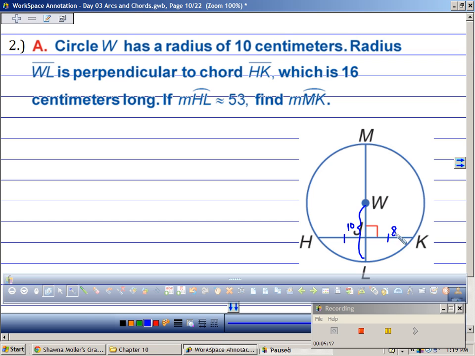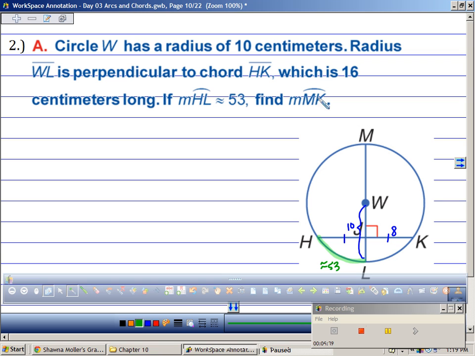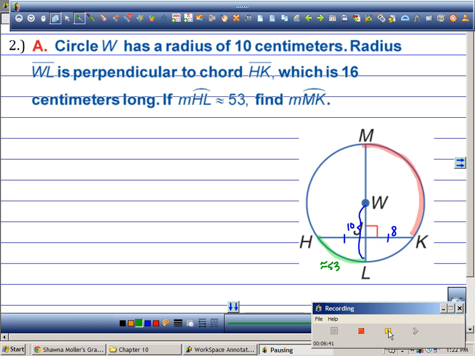8. If the measure of HL is about 53, so this right here, HL, is about 53, find MK. So we're looking for MK. Okay, so with this piece of information, I also know that this arc is also 53. So in order to find this arc, what could I do?